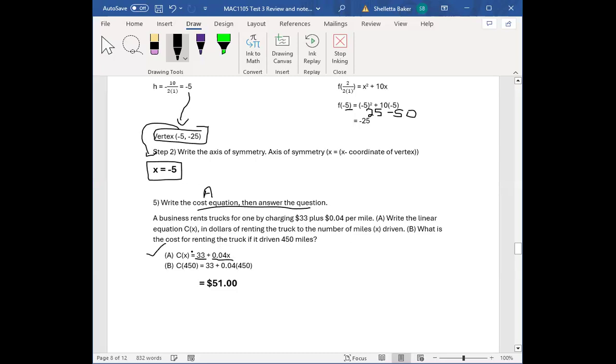For part B, we want to find the cost for renting a truck if it's driven 450 miles. So this time we're going to substitute 450 for x into that cost equation. So where x is, we substitute 450. We want to multiply 0.04 times 450 plus 33, and we'll get the cost is $51.